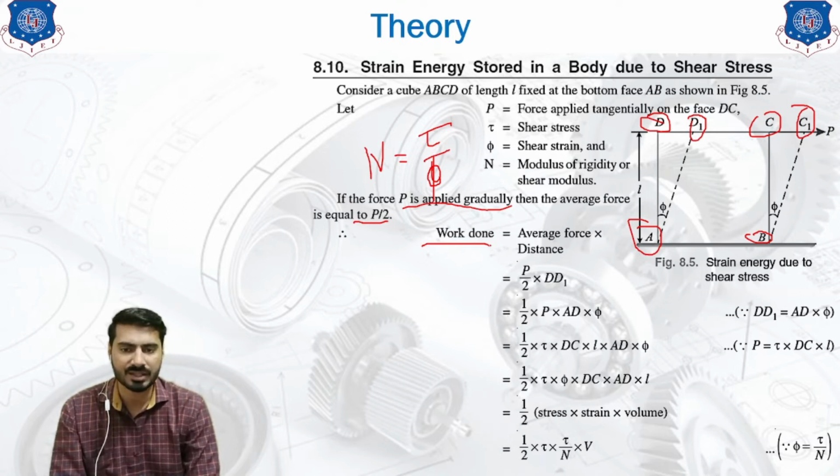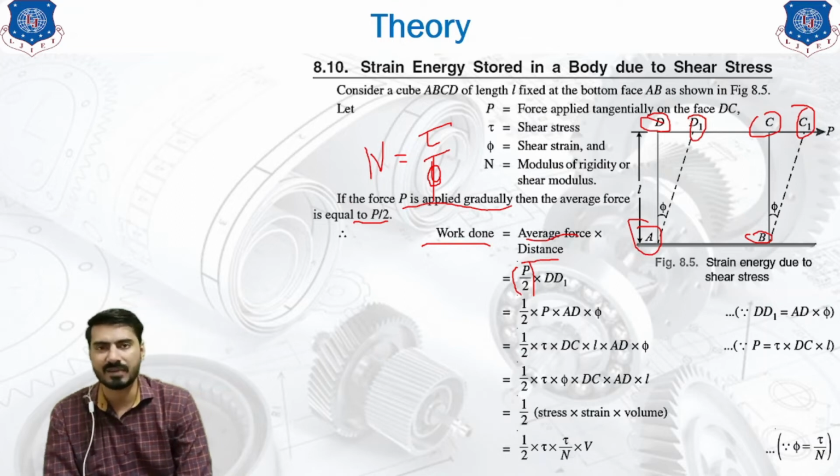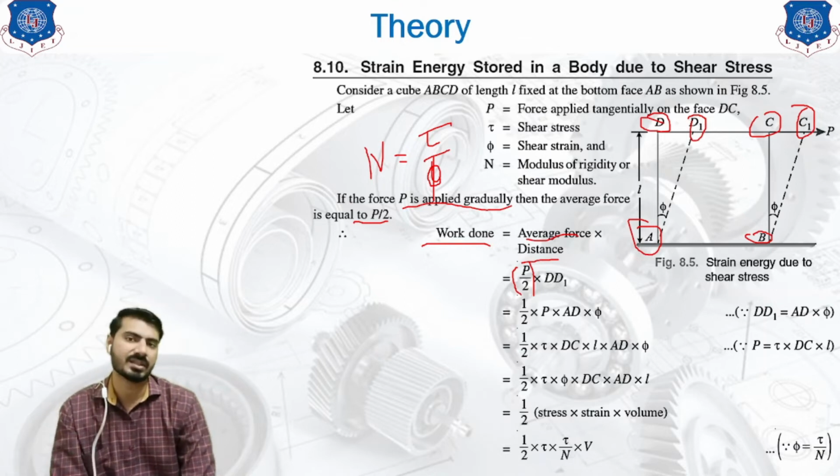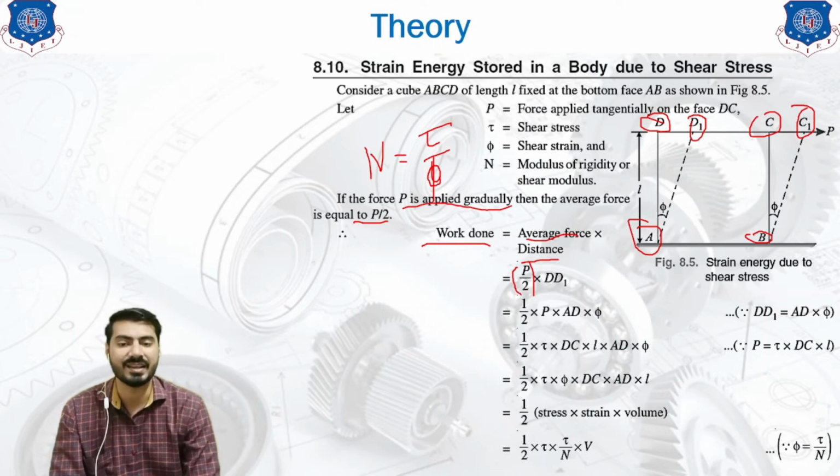The work done is average force multiplied by distance. We know that the average force is P by 2. The distance is DD1, because this is the distance traveled by the upper surface due to the sliding. So this distance is very important to find the work done.